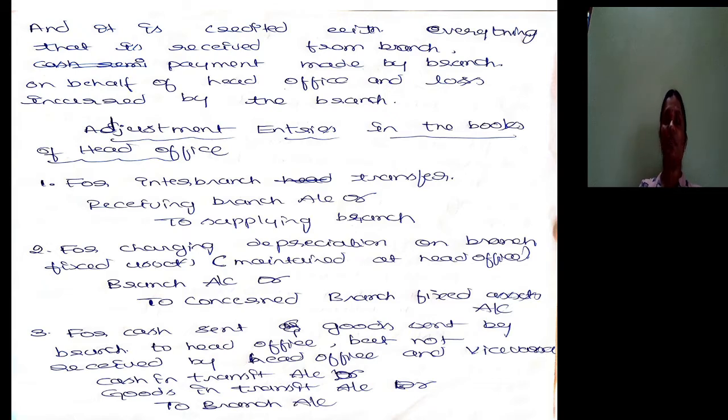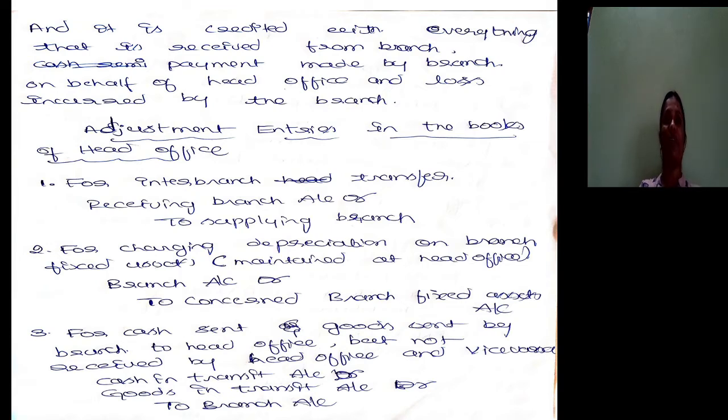First one is for inter-branch transfer. On the instruction of head office, there is a possibility of a particular branch sending goods to another branch. Such sending of goods by one independent branch to another is known as inter-branch transfer.